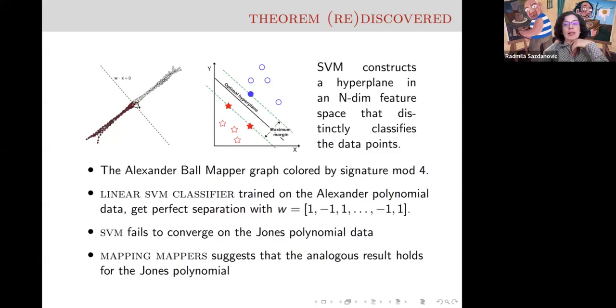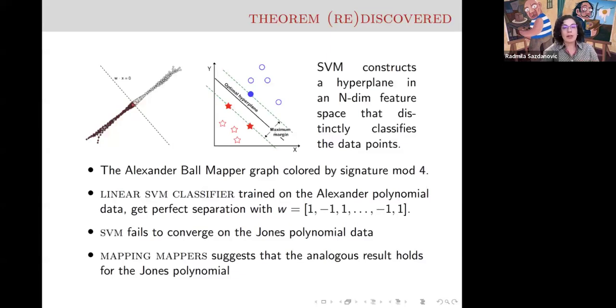So what Davide did is he used the SVM to see whether this messy center persists in 17-dimensional space. And it turns out that just the linear SVM classifier got the perfect separation using a +1, -1 vector. That is the vector that corresponds to evaluating the Alexander polynomial at -1. But the same approach failed to converge on the Jones polynomial data that's 51-dimensional. But then we knew that the mapping mappers give us the relation between the mapper on the Alexander and on Jones. So whatever was true on the Alexander should have been true on Jones.